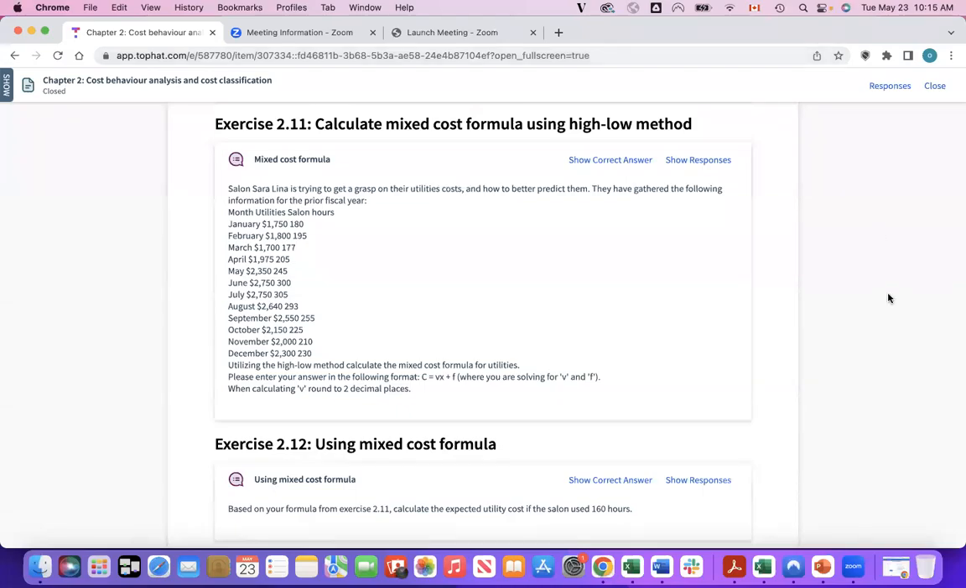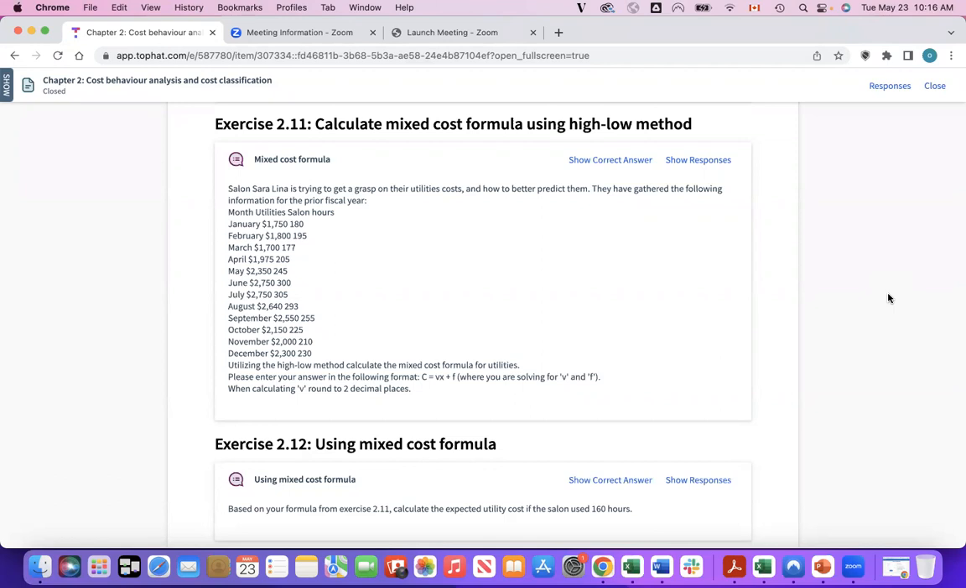Hey class, let's take a look at exercises 211 and 212. They're related to one another. They're based off of the same data set. These relate to, again, utilizing the high-low method to come up with that mixed cost formula. That mixed cost formula, remember, there's a variable component to it and a fixed component to it.